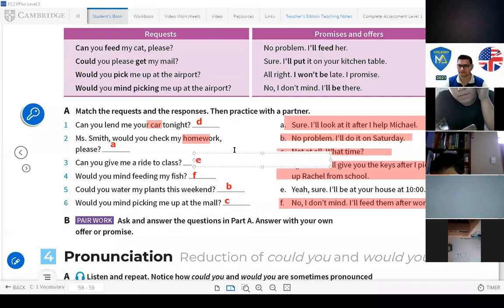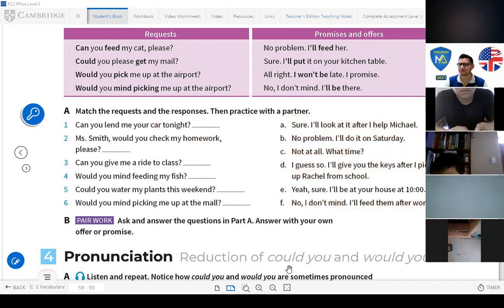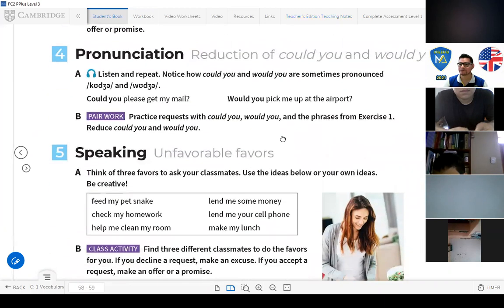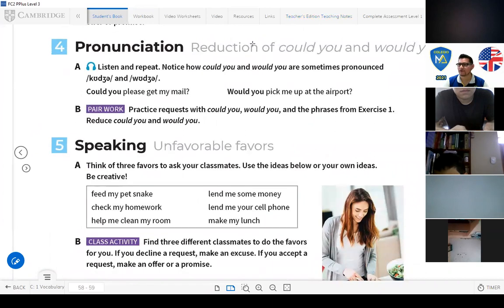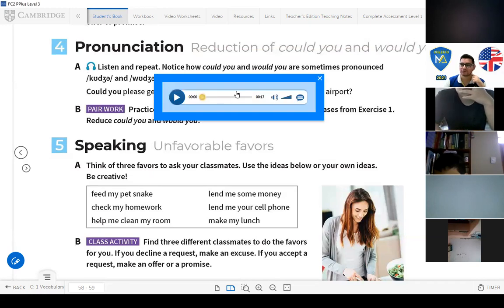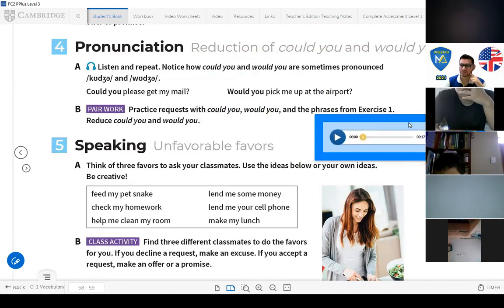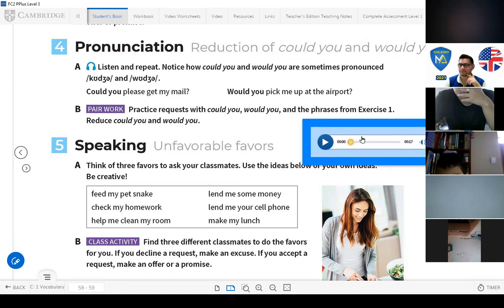Remember, siempre que hacemos este tipo de actividades, tenemos que realizarlo por descartes, ¿verdad? Y antes de dar una respuesta concisa, hay que leer las demás opciones que tenemos y tratar de acomodarlos, ¿ok? Well, these are the answers on this part. Now let's go to this part. The pronunciation, no? The reduction of could you and would you. Pay attention. How do you make a reduction of these expressions?